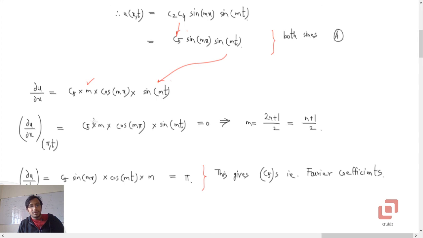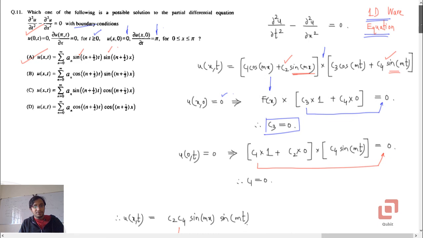So this means c5 can't be 0. Okay, so can m, and also this is independent of x anyway. So it has to be cos(mπ) equal to 0, which means m has to be any odd multiple of 1/2, because all odd multiples of π/2 give 0. So it is (2n + 1)/2, or yeah, n + 1/2. Okay, and this is exactly what we have in the options, in option A. Okay, (n + 1/2)t, (n + 1/2)x.